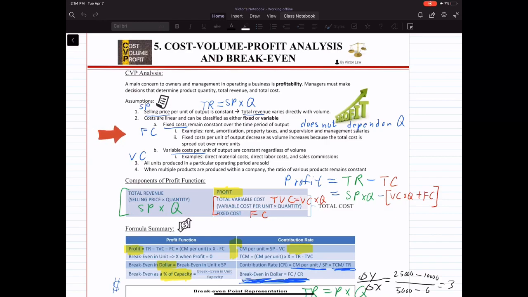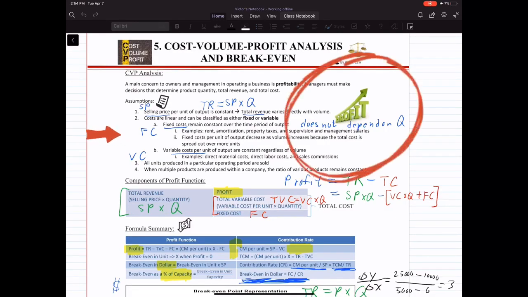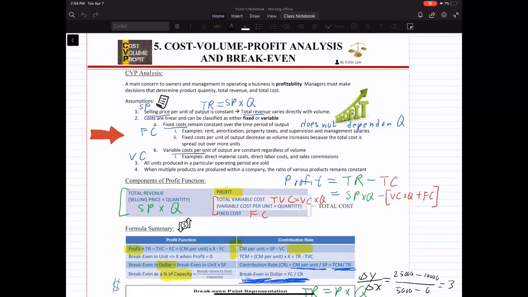So fixed costs are costs that remain constant over the time period. What that means is that fixed cost does not depend on the quantity produced. The examples that I gave you are rent, property tax, salary, etc. It doesn't matter how many units you're producing. You could be producing 0 units, or you could be producing X amount of units. You're still paying that fixed cost each period. You still need to pay your rent every month. You still need to pay your salary every month. Doesn't matter how many units you're producing, you still have to pay those. That's fixed cost.